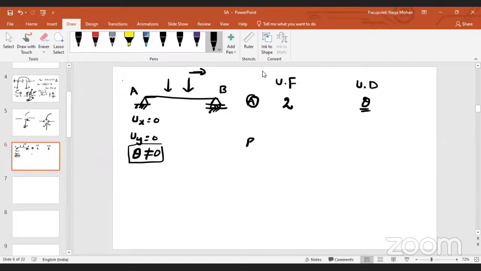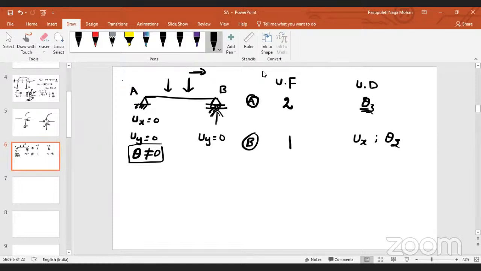Now, coming to joint B, how many unknown forces are there? One, that is the vertical reaction. And how many unknown displacements? 2. As resisting force will only develop in the vertical direction by not allowing the vertical deflection, the vertical deflection at point B is equal to 0, but displacement along the x direction is allowed. Rotation is also allowed. So displacement along x is an unknown displacement, and rotation is also, right?